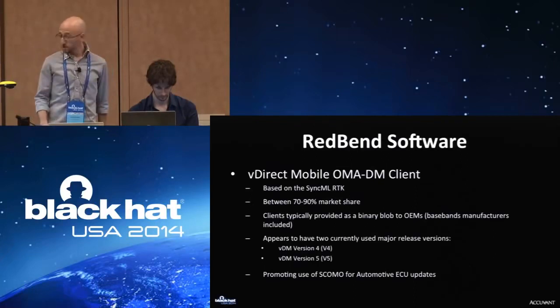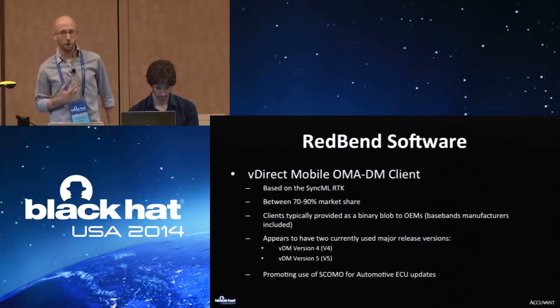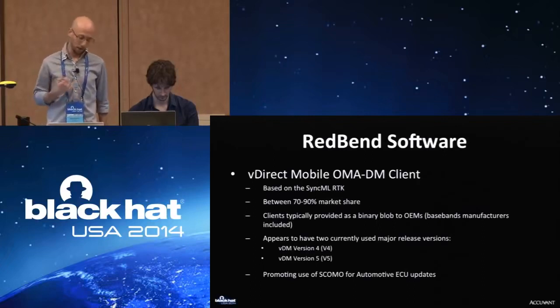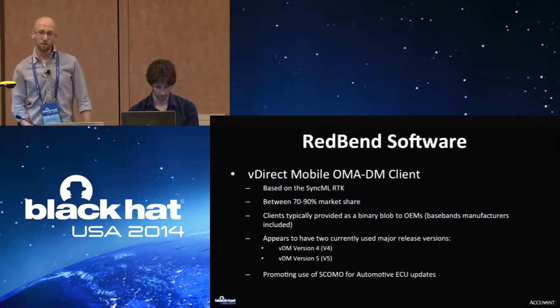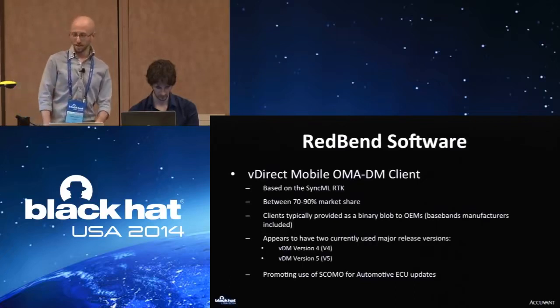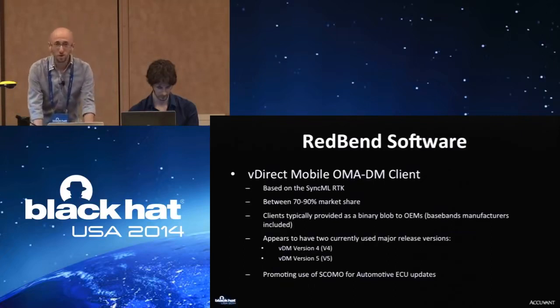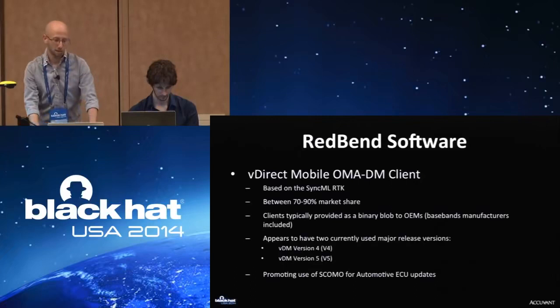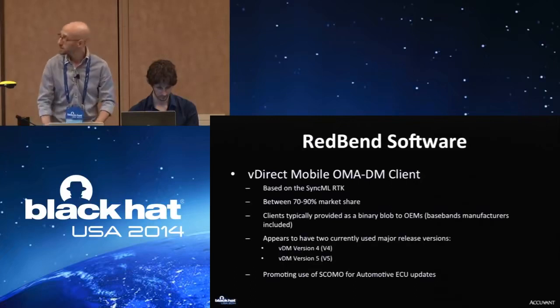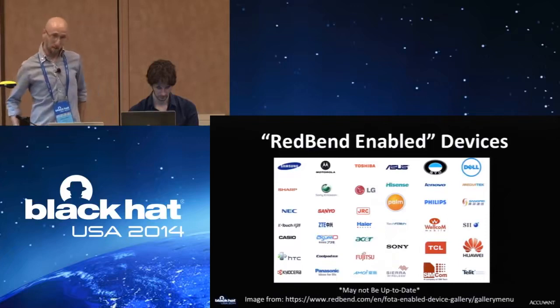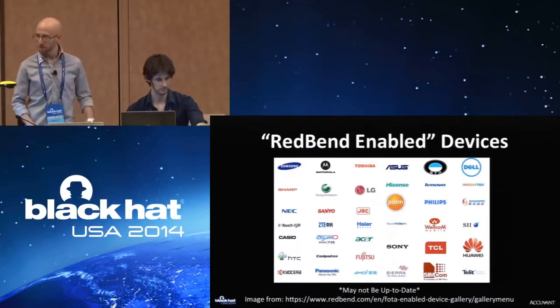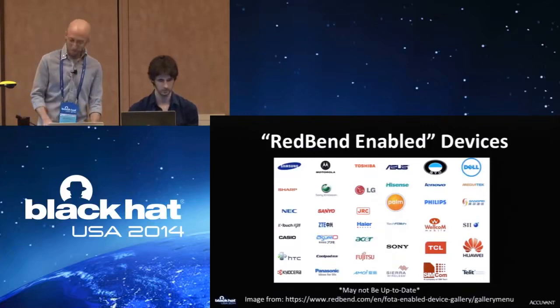So, a couple of things to note for later. There are two primary release versions, V4 and V5. Both are still heavily used, and not sure the reasoning for the choices between the two, but it is important for later. One thing to note about Redbend, they are heavily promoting SCOMO for automotive ECU updates. A small picture of Redbend-enabled devices. Now, this picture may not be up to date, but we found it on their website and thought it would be a pretty cool thing.